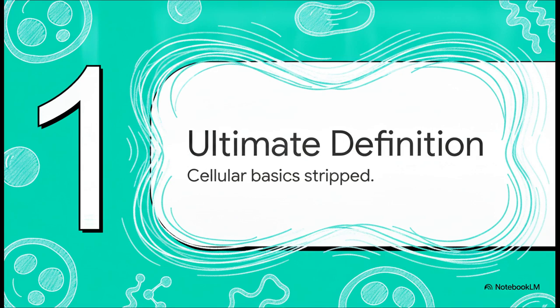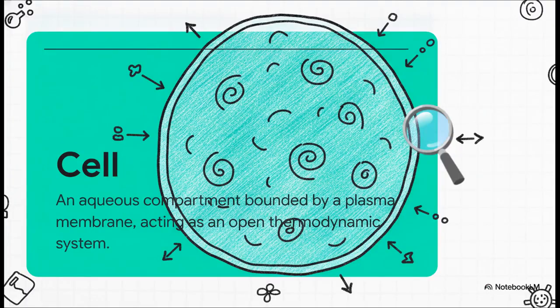All right, Section 1, the ultimate definition. We are stripping the cell down to its absolute basics. To really understand biology, we have to strip away all the complex, confusing parts. Broadly speaking, what actually is a cell? It's simply an aqueous compartment, basically a water-based environment, wrapped up tightly in a boundary, functioning as an open thermodynamic system that constantly trades energy and matter to survive.